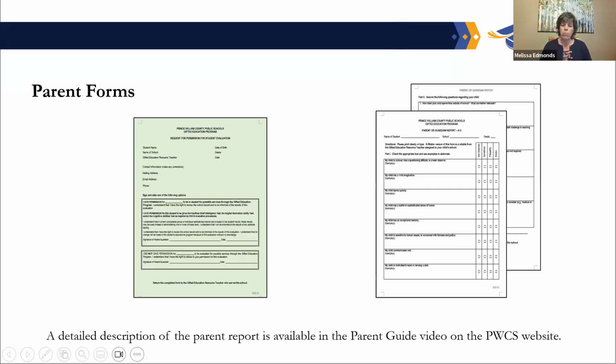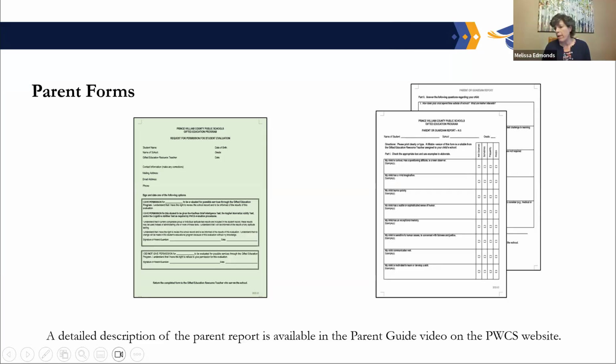We also send home the parent report. We ask every parent to tell us about their child and what they see at home. A lot of times children behave differently or display different interests at home than they do at school. And we want parents to give us as much information as they can about how their students like to learn when they are at home. This parent report is available in many languages, and it is available on the Prince William County website as a fillable document. And there's also a video there in multiple languages giving you more information about how to fill out the form.